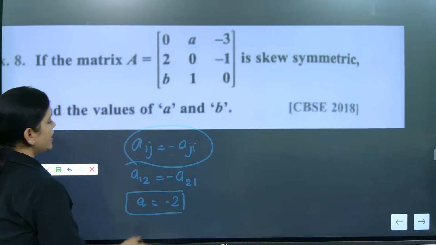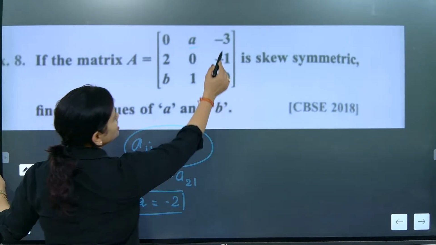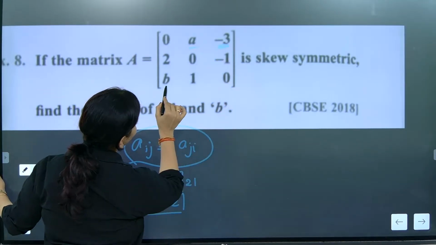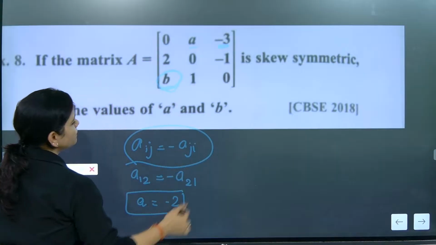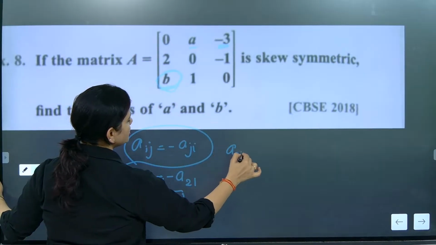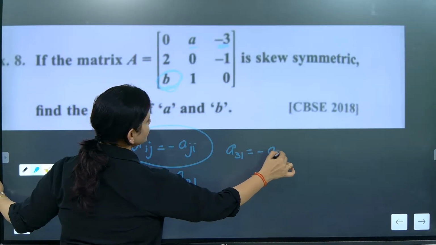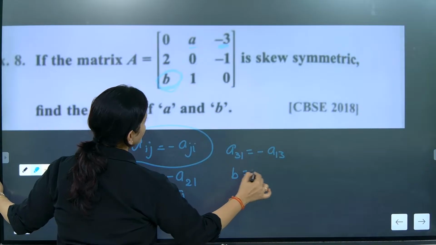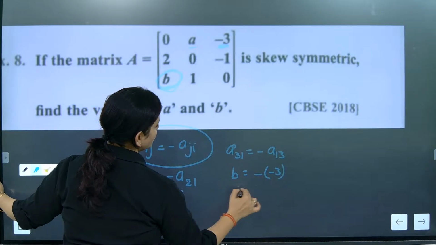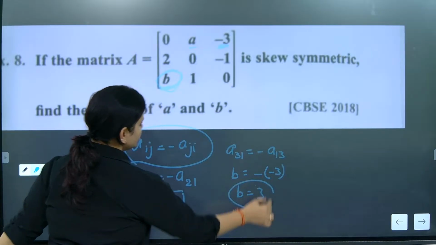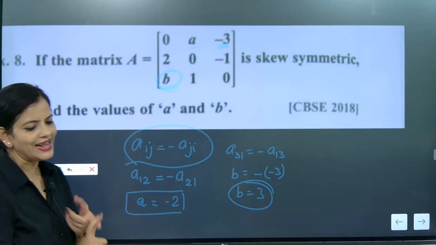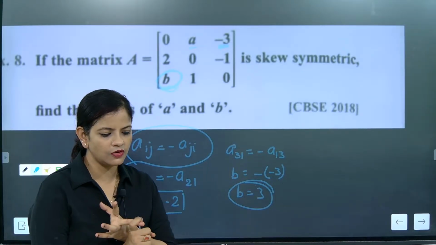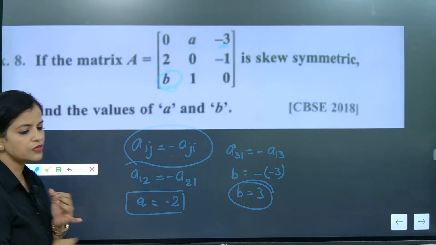So here the next important part is this location, and I think this location is better, A31. So A31 is equal to minus A13. A31 is B and minus of minus B, so B is equal to 3. Did you get my point, please? So directly we approached and directly we solved. I hope you might have understood the skew symmetric matrix.